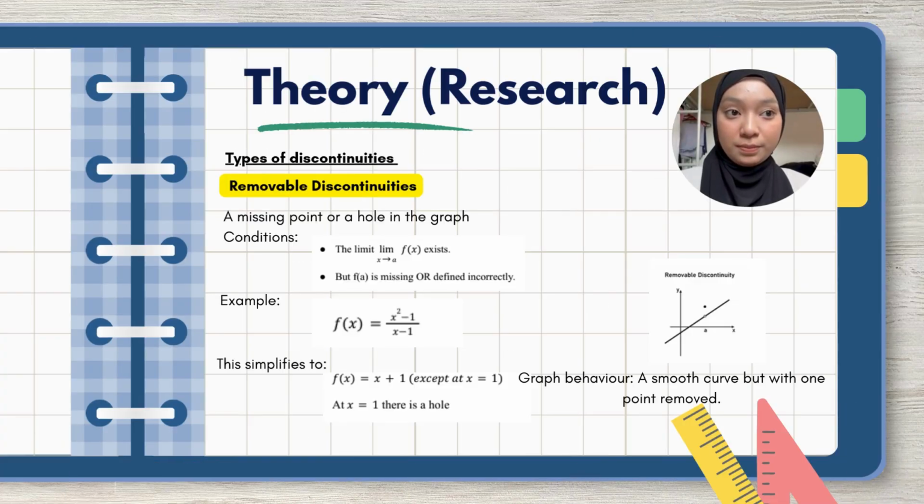Removable discontinuity. A missing point or a hole in the graph. Condition: the limit as x approaches a of f(x) exists, but f(a) is missing or defined incorrectly. For example, f(x) equals x squared minus 1 over x minus 1. It simplifies to f(x) equals x plus 1, except at x equal 1, where there is a hole. The graph is a smooth curve but with one point removed.